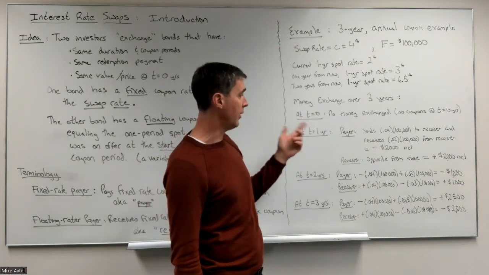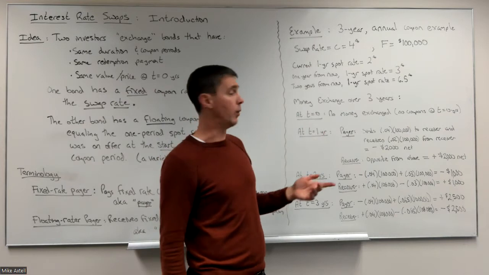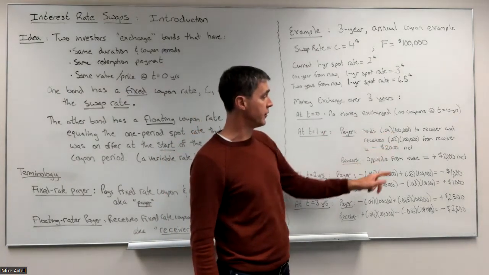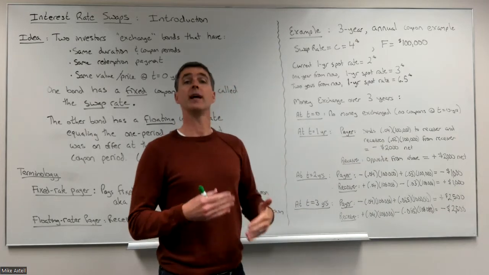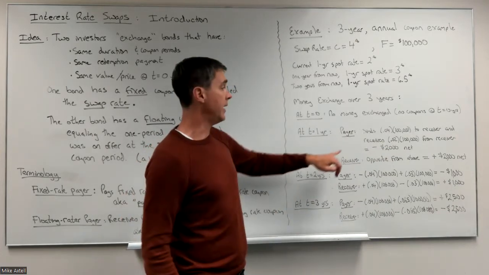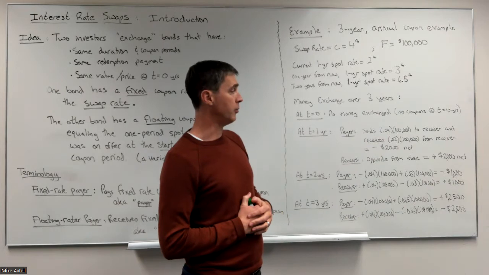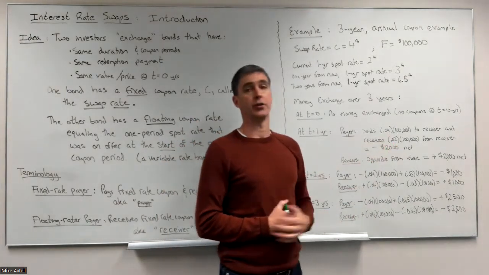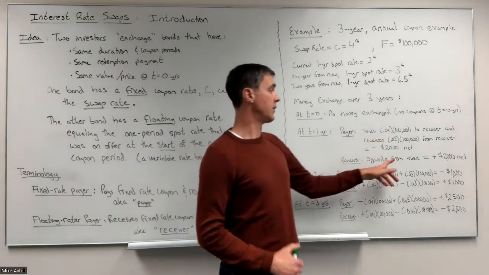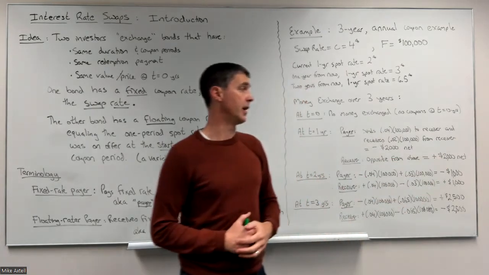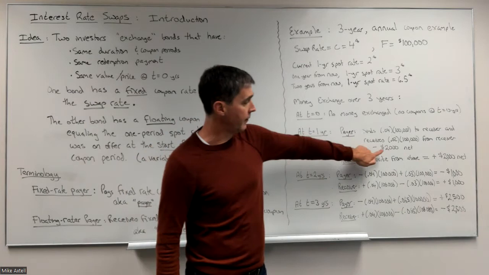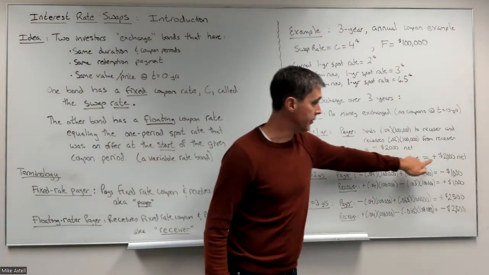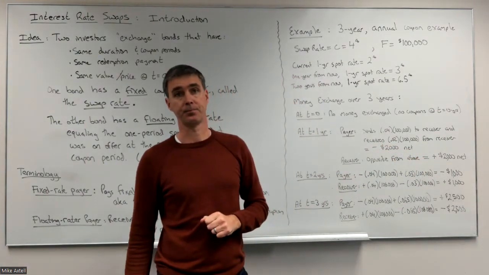All right, well, for the payer, this doesn't work out well. They're paying out $4,000, receiving $2,000, so they're down $2,000 at the end of this year. Now the receiver has the exact opposite. They receive the 4% coupon and they send out the 2% coupon. And at a face value of $100,000, that works out to a $2,000 net gain. So at the end of 1 year, we have a net zero gain.